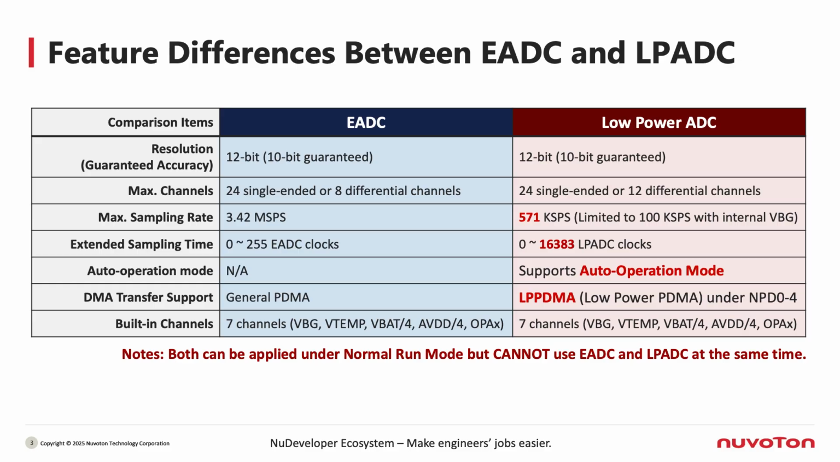The low power ADC has a sampling rate of 571 kilosamples per second, which is lower than the EADC's 3.42 megasamples per second. However, the extended sampling time of low power ADC can go up to 16,383, compared to 255 for EADC, making it more suitable for high impedance inputs. Additionally, the low power ADC supports auto operation mode, allowing automatic data transfer through the low power PDMA during power down mode, enabling continuous low power ADC operation.